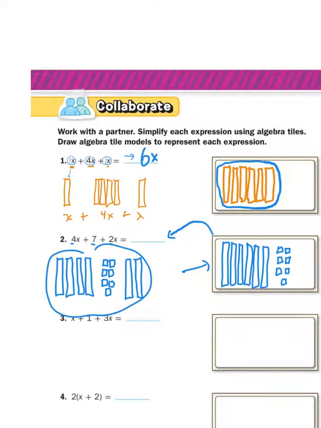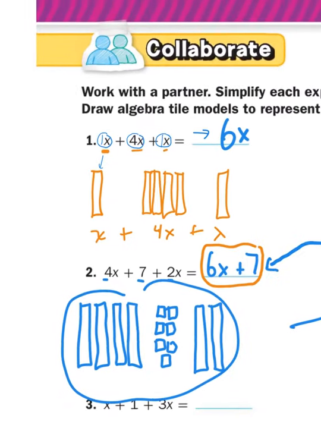Now, I asked you then to take your expression and write it over on the blue line. So what you do is these here, you now have 6x plus our 7 ones, which is just 7. So this here is our expression simplified.